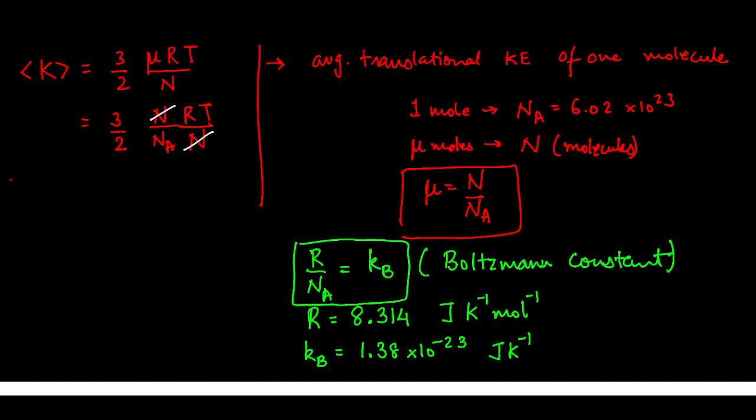So let's continue with this. Therefore, average translational kinetic energy becomes 3 by 2, R by Na becomes Kb, and T, right? So we started off with a lot of complicated expressions, but finally we have got something very, very simple, right? Okay, so this is an important formula.